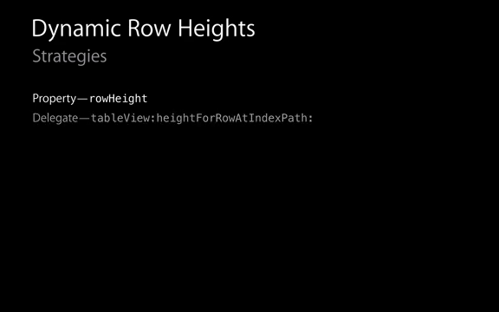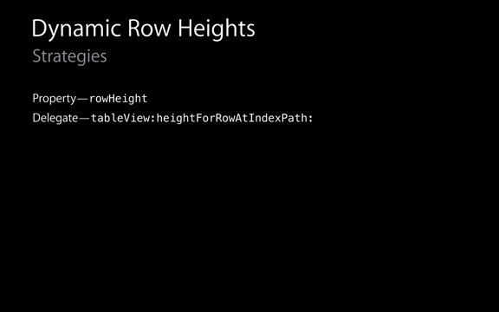The next strategy is something you're probably all familiar with for using dynamic sized cells, and that's implementing the delegate method, table view height for row index path. That strategy is still valid and something you can use in iOS 8 if you'd like to size your cells one at a time, give a height for each row. You can still do that.